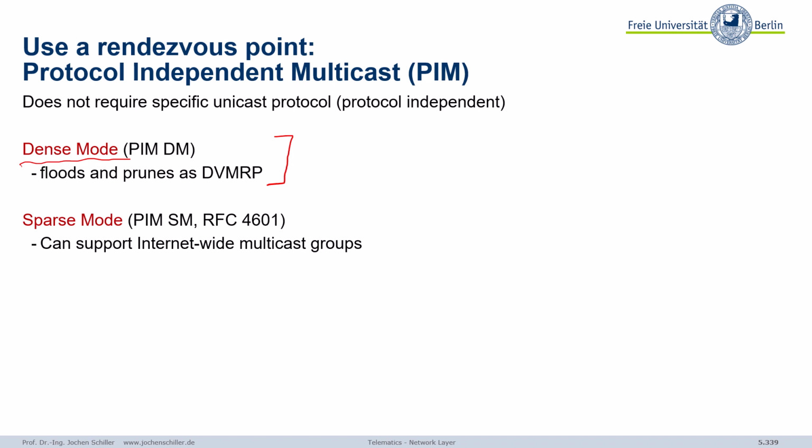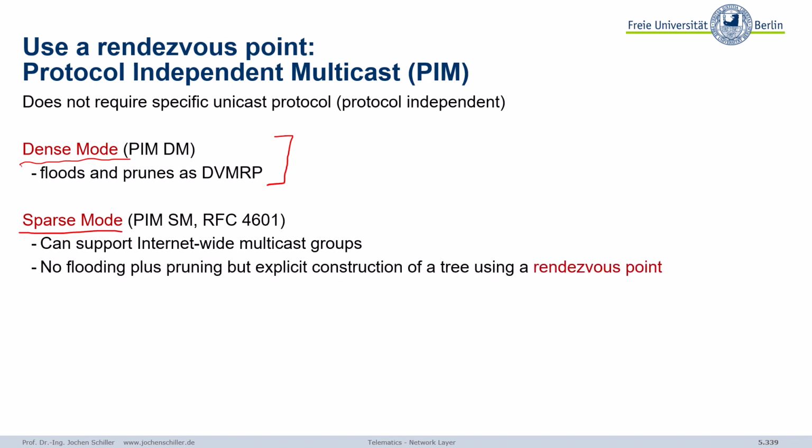But in a worldwide network, it's very unlikely that you have always this dense mode. This is why there's also a sparse mode. And this is now really used for internet-wide multicast groups where you have some hundreds in the US, some thousands in Japan, some participants here and there. And this is not dense. And there we cannot do flooding. So we cannot flood in the internet and then prune. But we explicitly construct a tree using these rendezvous points.